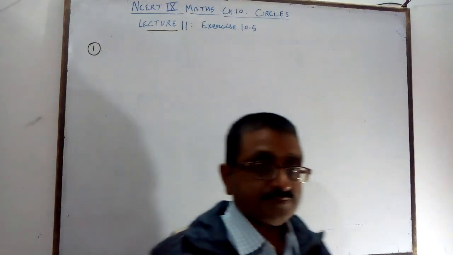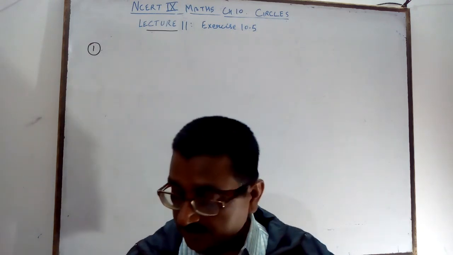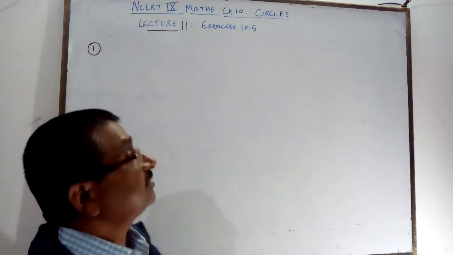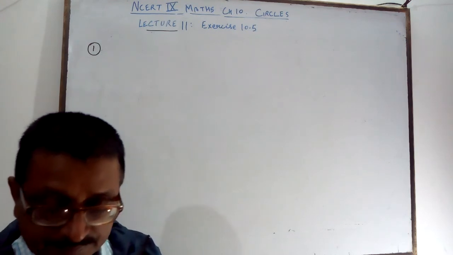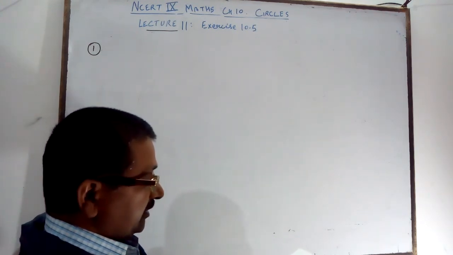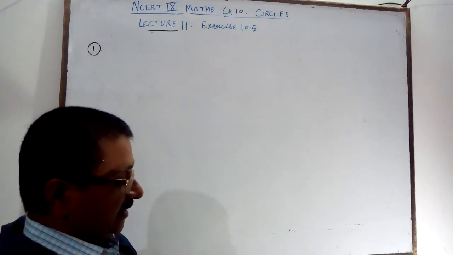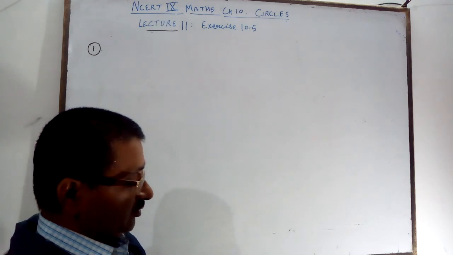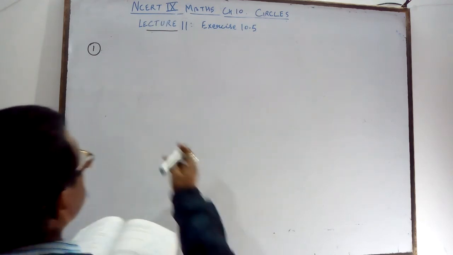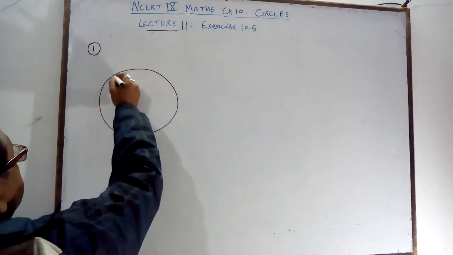Hello friends, you are studying the circle chapter, exercise 10.5, question number 1. In the figure, A, B, C are 3 points on the circle with center O, such that angle AOB and angle BOC are given. This is the figure you are seeing in the book, question number 1.